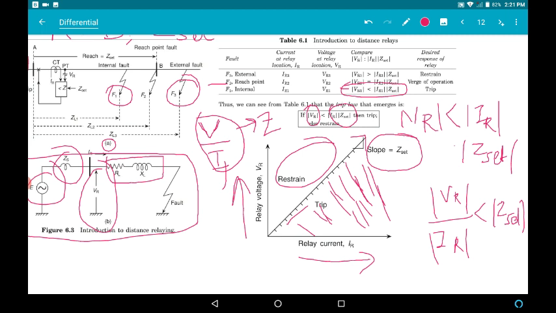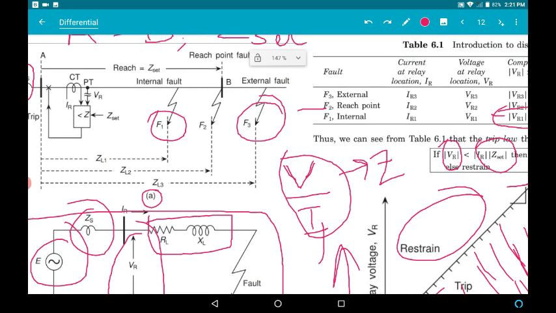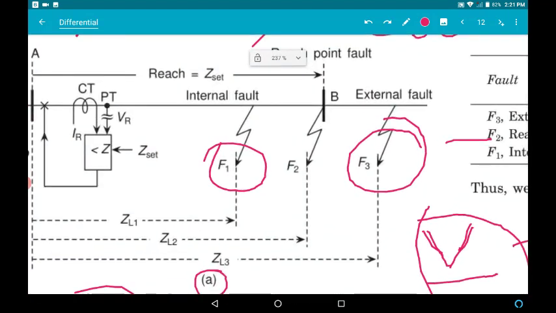It's very simple. Instead of measuring only the current at a relay, we are measuring current as well as voltage, and we divide the voltage by current. We use two devices. At the relay location we use a PT, that is the potential transformer or voltage transformer, and we use a CT, that is the current transformer. Then we divide voltage by current and we get the impedance. If this impedance is less than Z set, then the relay will operate, otherwise it will not operate.